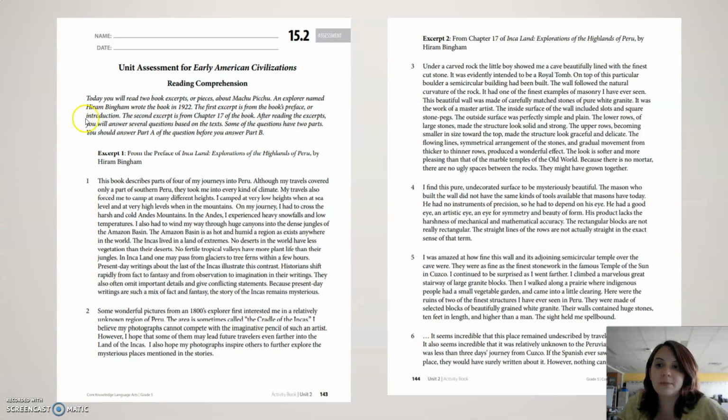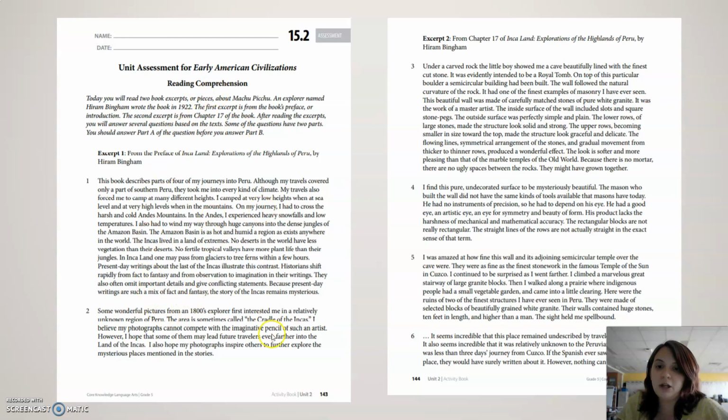So the first part of your assessment, you're going to read 2 excerpts or pieces about Machu Picchu. An explorer named Hiram Bingham wrote the book in 1922. The first excerpt is from the book's preface or introduction. The second excerpt is from chapter 17 of the book. After reading the excerpts, you'll answer several questions based on the text. Some of the questions have 2 parts. You should answer part A of the question before you answer part B.